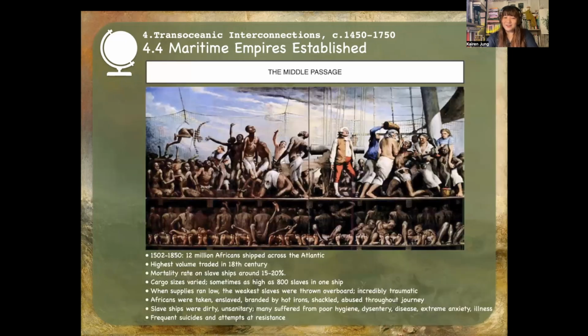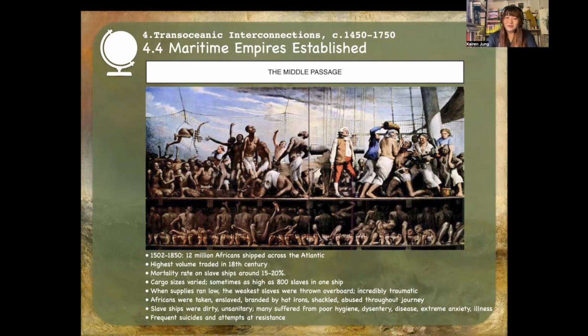Okay, the Middle Passage was brutal between 1502 and 1850. 12 million Africans were shipped across the Atlantic. The mortality rate on slave ships, pictured here in a cross section, was around 15 to 20%. So you had less than a 50% chance of survival if you were caught and traded as a slave. Either you died on the march to the ship, or you died on the ship. By some miracle, if you managed to arrive at your destination, you could be beaten to death, or worked to death, or raped to death.